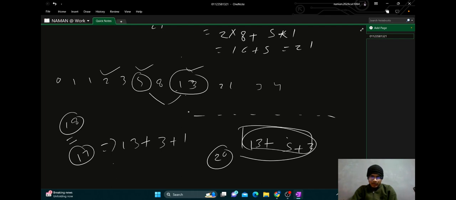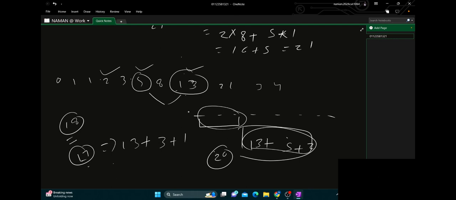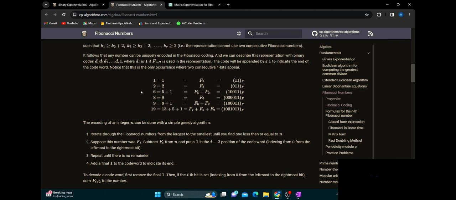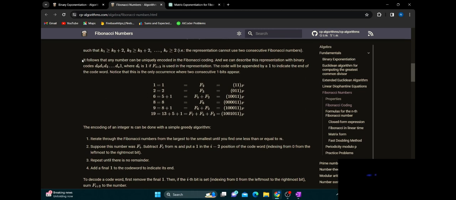And the interesting property is that no two numbers in the sum will be consecutive in the Fibonacci series. For example, in 20, 13 plus 5 plus 2, no numbers are consecutive. In 17, it is 13 plus 3 plus 1. In 18, it is 13 plus 5. So no two numbers are consecutive. It is a property to note down.